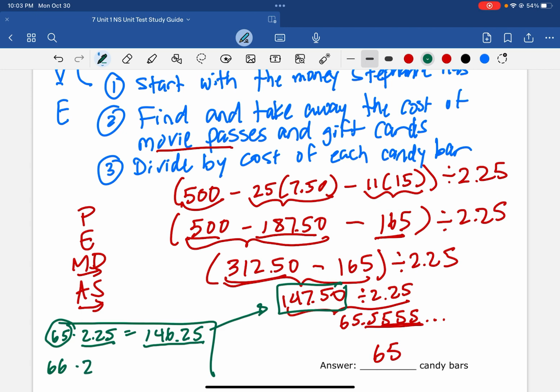Well, 66 times $2.25 equals $148.50. And that is definitely not something that she can afford, so that's a no-no. So don't think you automatically have to round up just because you see the 0.5. Remember, in 7th grade math, you have to really think about what's happening.